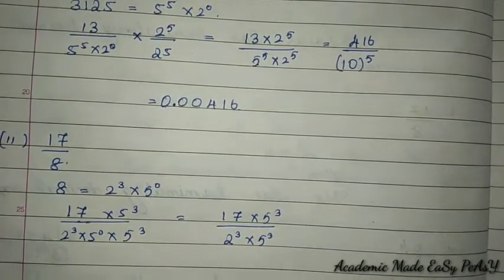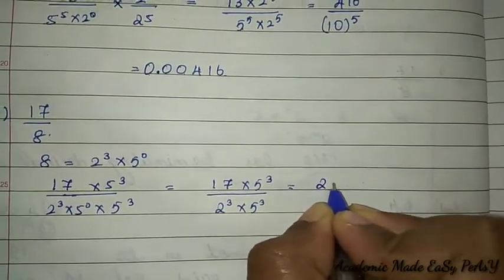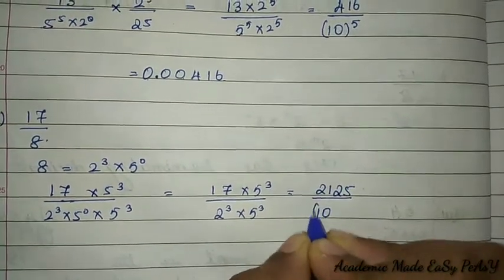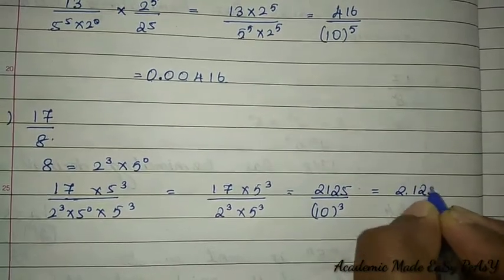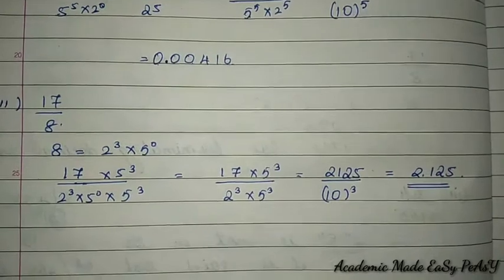17 into 5 cube will give me 2125 divided by 10 cube. So I will have 2.125 as the answer. Okay, so therefore the decimal expansion is this one.